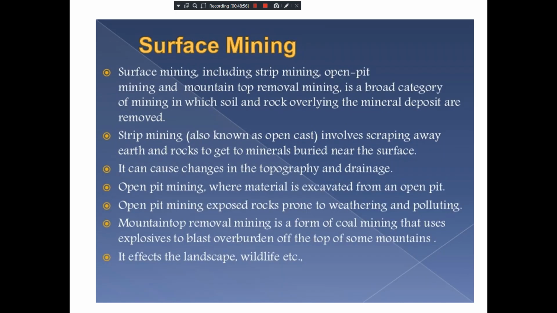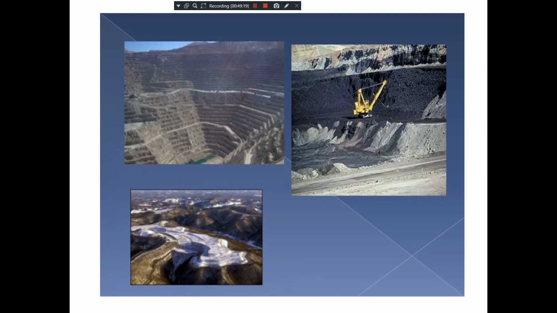So mining, different types of mining. One is surface mining, strip mining, which can change the topography and drainage systems, and open pit mining, where material is extracted from the open pits and then they are left there. As a result, it affects the landscape, wildlife, plants, animals, everything.